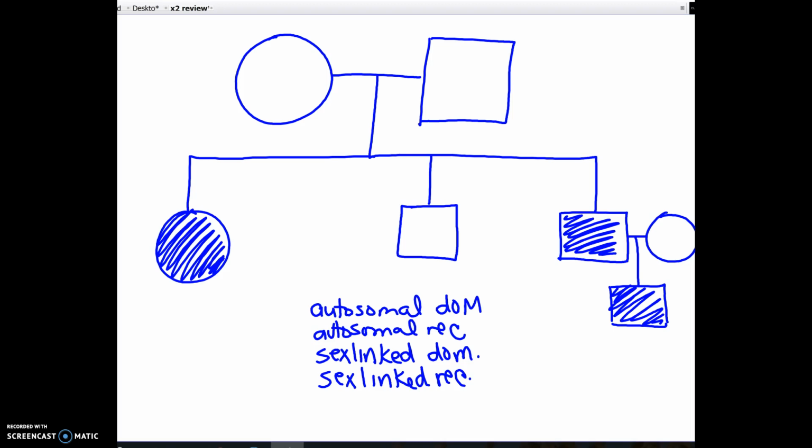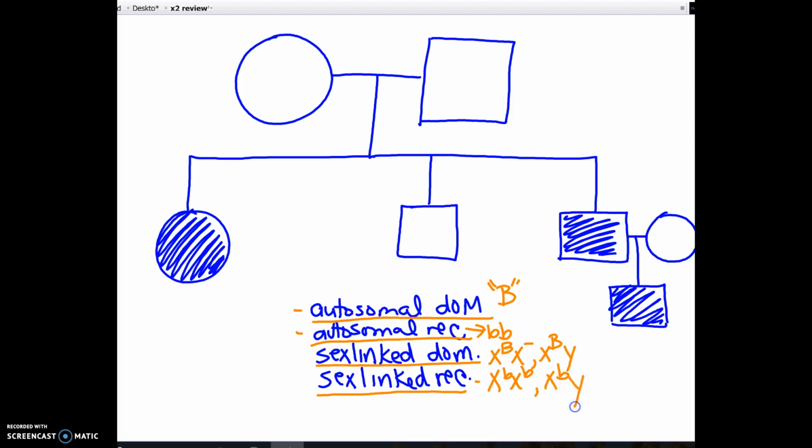So you have four options. The trait could be autosomal dominant, meaning that everybody that has a copy of Big B has the trait. The trait could be autosomal recessive, so the only people that have the trait are people who are little b, little b. The trait could be sex-linked dominant, in which case females would have to have at least one Big B to have the trait, and males would be X Big B Y. Or the trait could be sex-linked recessive, where females would have to be X little b X little b, and males would have to be X little b Y.